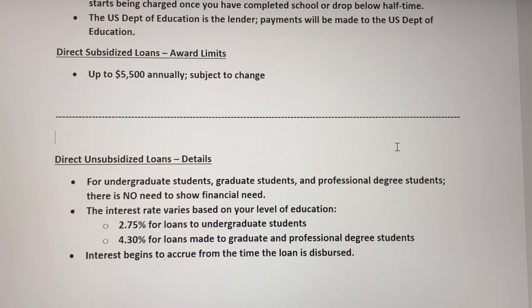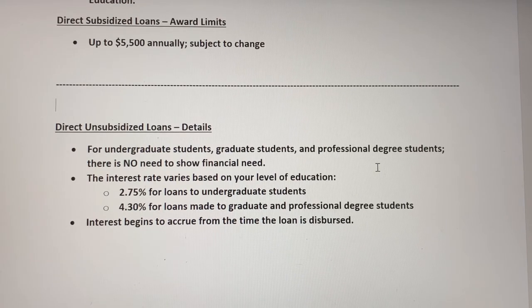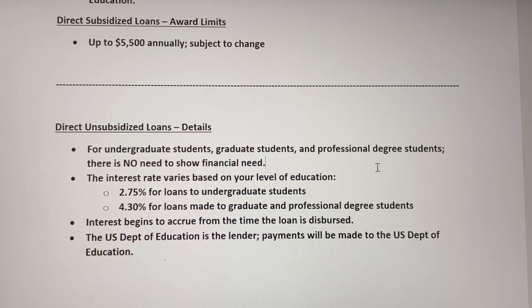The interest starts to accrue from the time the loan is disbursed. So as soon as you receive the first dollar, interest starts being charged. If you can, it's good to make at least your interest payments while you're still in school and not let everything continue to grow over the time you're taking classes. So if that's possible, try to do that. The U.S. Department of Education is the lender in this type of loan as well. You'll make payments to them.